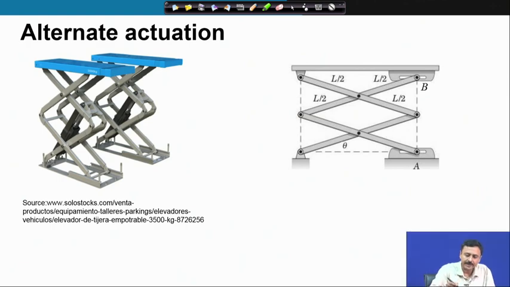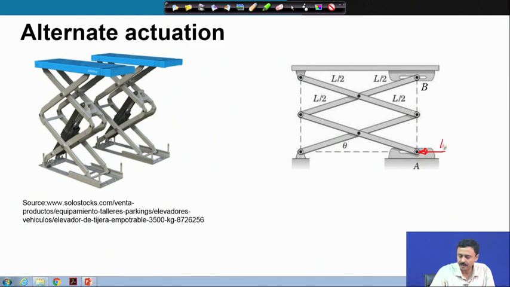There can be alternate actuation mechanism as shown here. Rather than applying force here, this is one possibility, you apply a force here and shift pin A. There are other possibilities, you can have prismatic actuators arranged like this. Here also from geometry you can determine the relation between the actuator throw and the height of the platform.